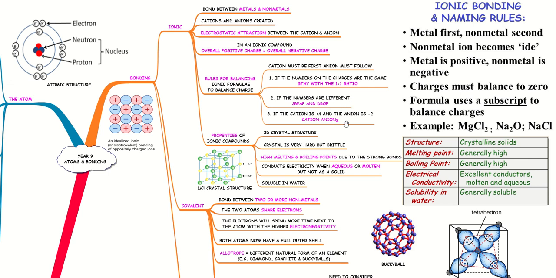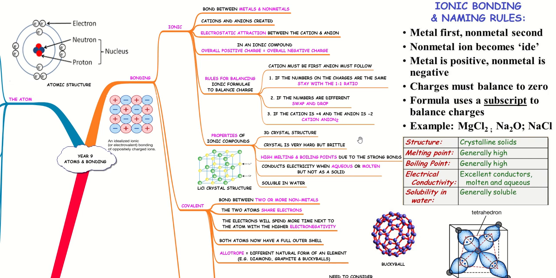And then my third rule is if the cation is +4 and the anion is -2, rather than it being cation 2, anion 4, it just gets truncated into cation, anion 2. So if I had lead 4, which is lead 4 plus, and oxygen, which is 2 minus, instead of being Pb2O4, it just becomes PbO2, or lead oxide.